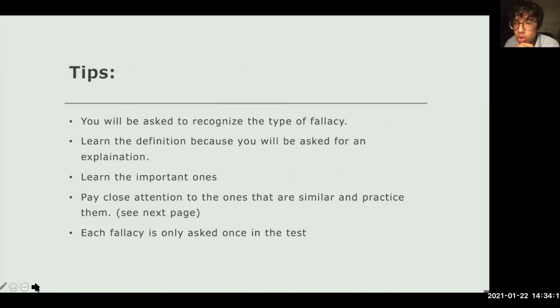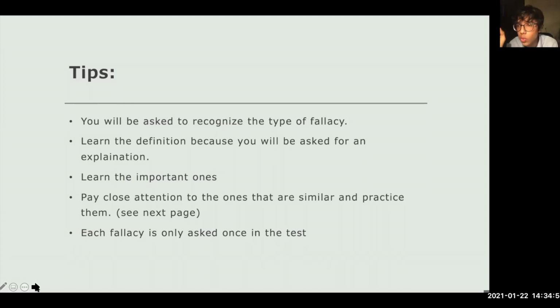All right, so that was all 23 fallacies. Here are some tips to help you through the tests and what you'll need. In the test, you'll be asked to recognize the type of fallacy, similar to the type of biases. You'll be asked to recognize the fallacy being used in a certain statement, and then explain why that fallacy is being used. For that reason, you'll have to learn the definitions and the explanations. Not in an exact word-to-word manner, but you still need to understand the basic definition so that you can explain it when they ask you to, because that's half the grade. Half the grade is explanation, the other half is just selecting the right answer.